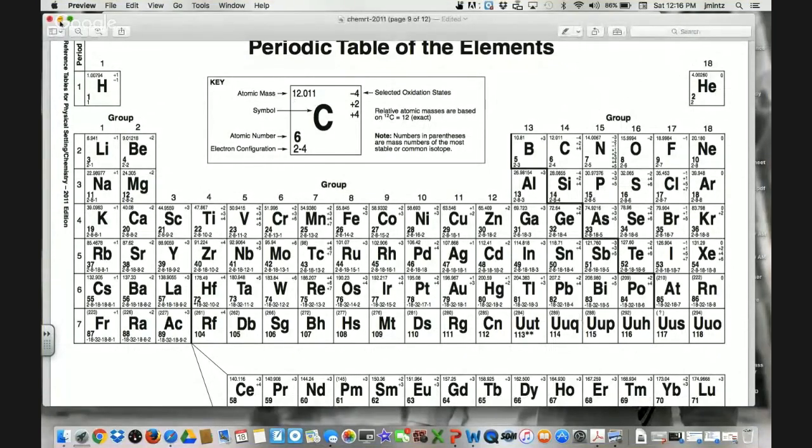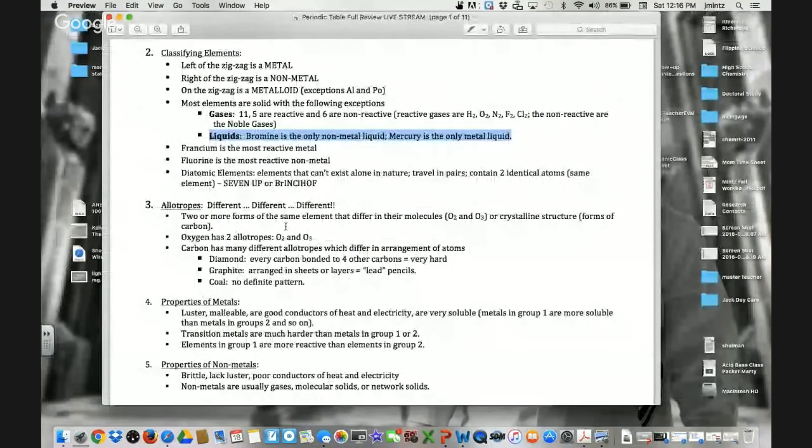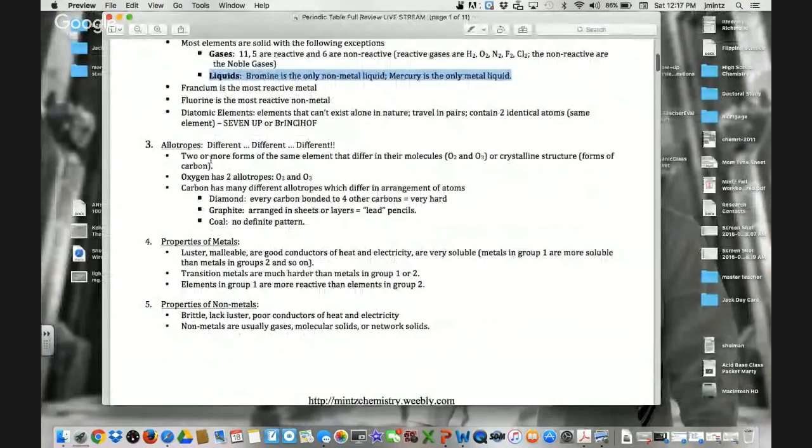All right, let's go back to our review sheet. The term allotrope, right, make sure we talk about the difference. Allotropes are 2 or more forms of the same element that differ in their molecules or differ in their structure. We talk about 2 specific ones. Oxygen, for example, has 2 allotropes: you can have oxygen gas and you can have ozone. They're both made of oxygen, but they have very different characteristics. An easier one to think about is carbon. Carbon has a bunch of different allotropes, but let's just focus on these 3.